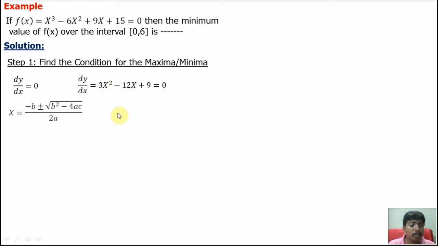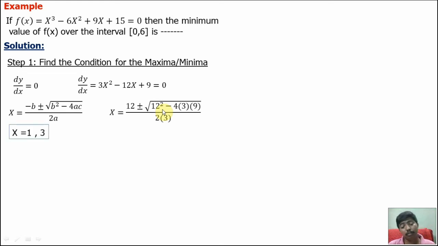We may use the formula x equals minus b plus or minus square root of b square minus 4ac, by 2a, for ax square plus bx plus c. Here a means 3, b means minus 12, c means 9. Substituting these values, or simplifying by other methods, we will get the answer x equal to 1, 3. So from that we may conclude at x equal to 1 or 3, there is a maxima or minima. Both may be maximum values, or both may be minimum values, or either may be a maxima or minima.